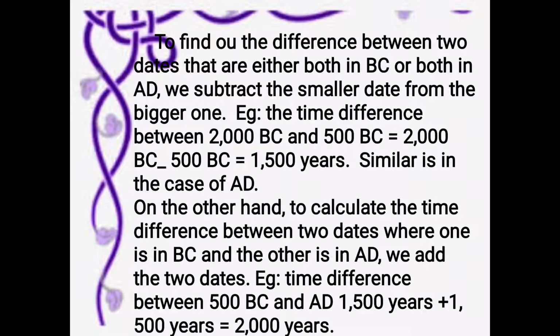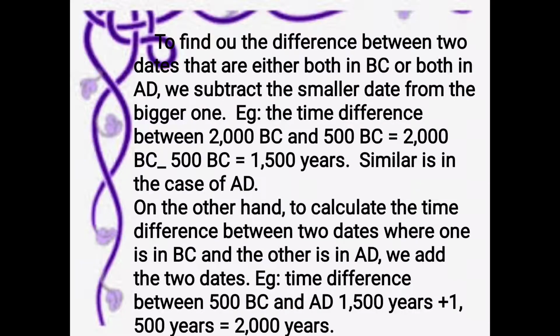On the other hand, to calculate the time difference between two dates where one is in BC and the other is in AD, we add the two dates. Example, the time difference between 500 BC and 1500 AD is equal to 500 plus 1500, that is 2000 years.